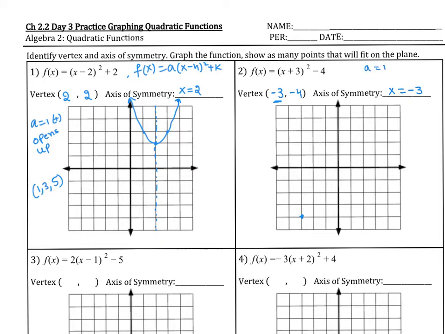A is 1 and it is positive, so it's going to open up, and the pattern is going to be 1, 3, 5. So going up 1, then 1, 2, 3 going up 3, then 1, 2, 3, 4, 5 going up 5. Once you get one side of this graph, the other side is just a reflection or mirror image of this graph on the other side. So that's going to be your graph on the other side.